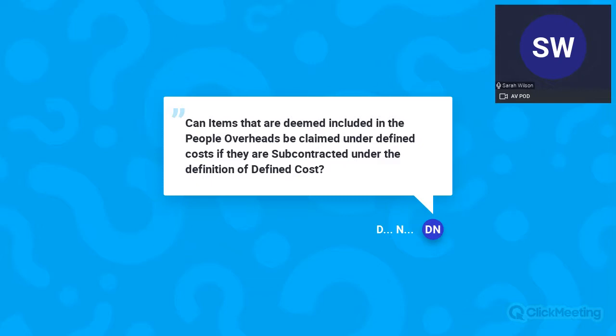So, question: can items that are deemed included in the people rates be included in the subcontract costs if they are subcontracted? Yeah, I think if the item is part of a subcontracted item, then that all goes under your subcontract costs. So you charge, deemed included in the people rates, so we're talking about the charges elements. Yes, they can, but if you're the contractor and it's your overheads, then you need to use that percentage.